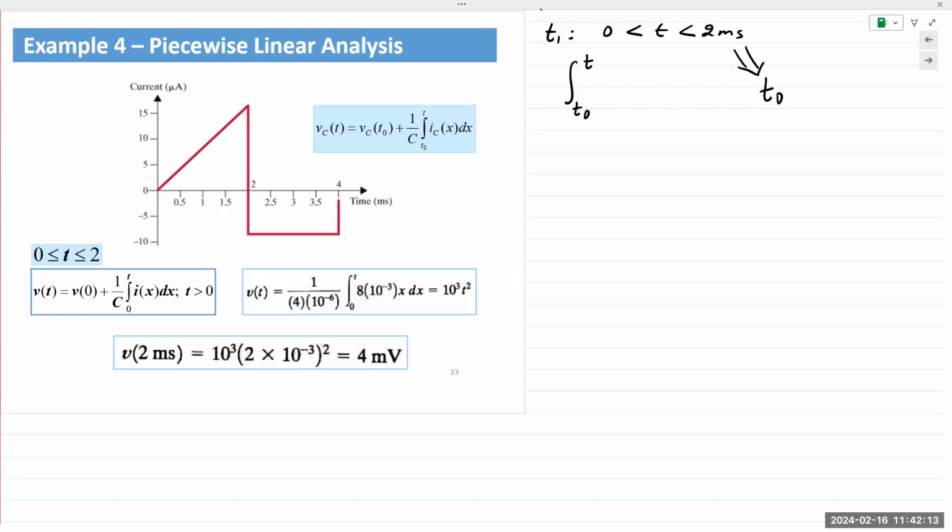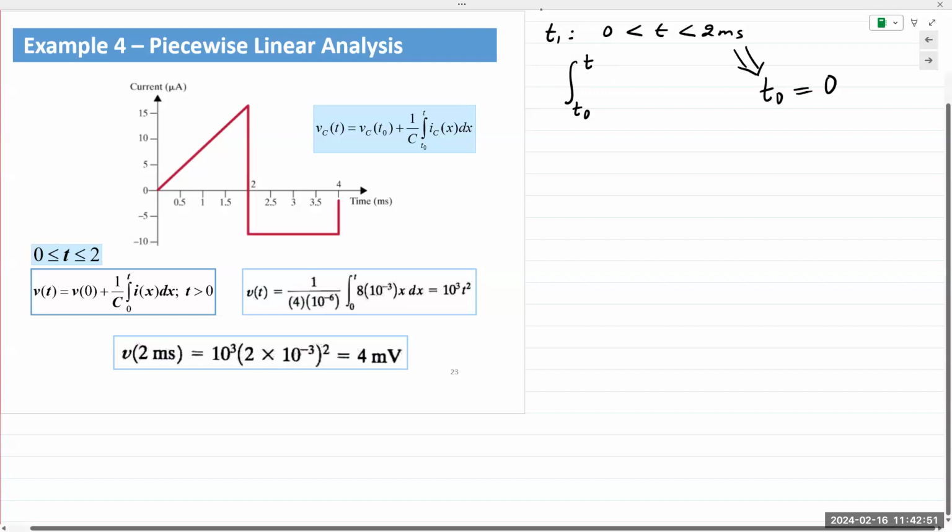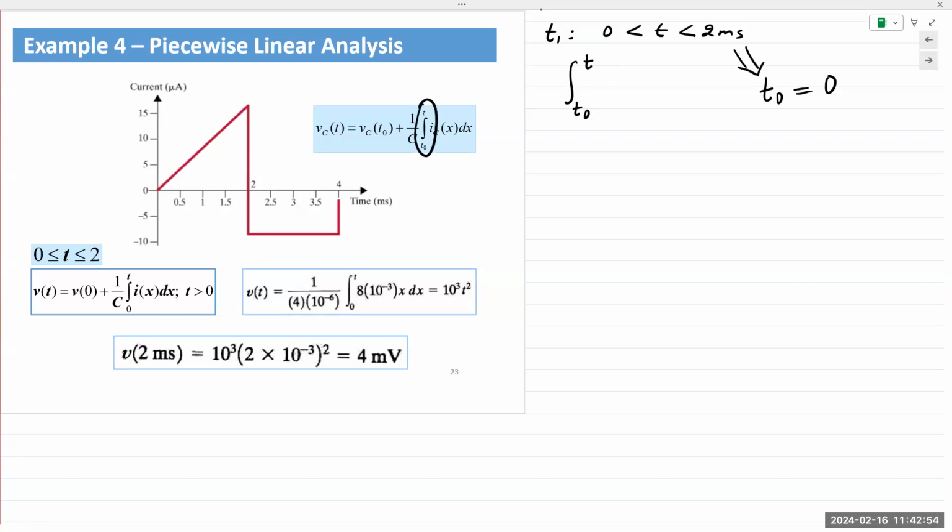For this particular piece, the T0 is 0. Remember, T0 does not mean time equal to 0. It simply means the point in time at which you begin your analysis. For this piece, we begin our analysis at 0 milliseconds. The other end of the limit of the integration is the variable time, t. So it goes from T0 to t, and that's the limit of the integral, 0 to t.